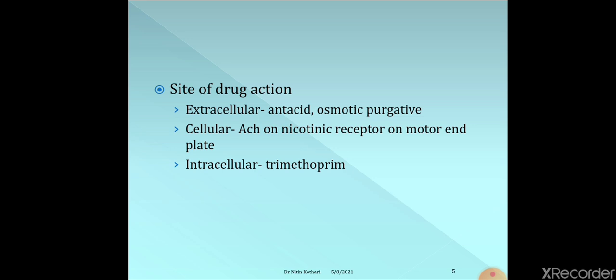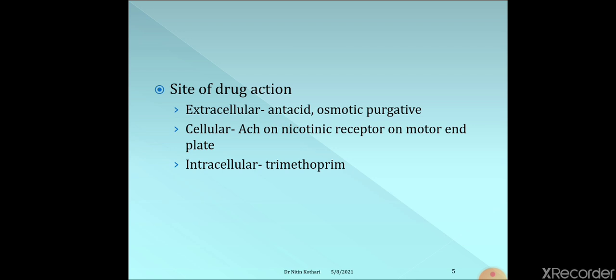Where are the drug receptors present? They may be present on the surface of the cell, like nicotinic receptors are present on the motor end plate, to which the acetylcholine molecule binds and shows its effect, causing contraction of skeletal muscle. Receptors may be present inside the cell. They may be present on the nucleus.